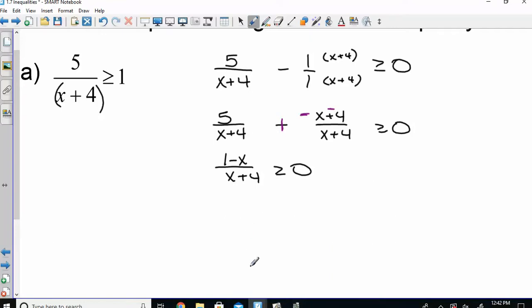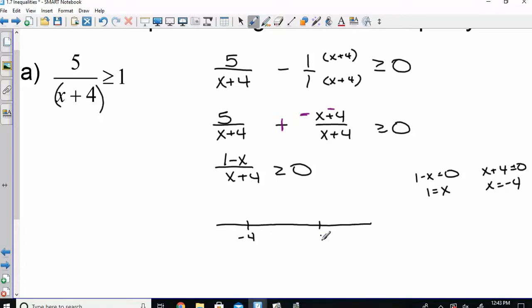Okay, when we got down to 2 parentheses multiplied, we set each one to 0. Once we get our single fraction, we are going to set both the top and the bottom equal to 0. So we get a negative 4 and a positive 1. I added my x to the other side. If you subtracted your 1, then you would have to divide by a negative on both sides.